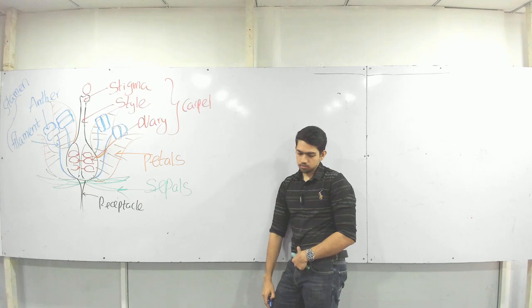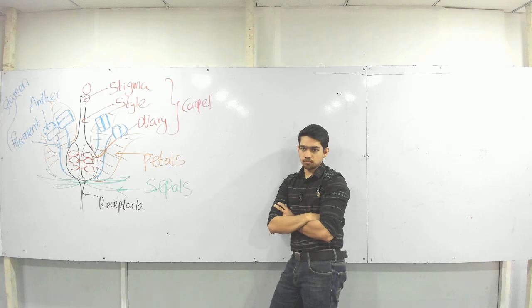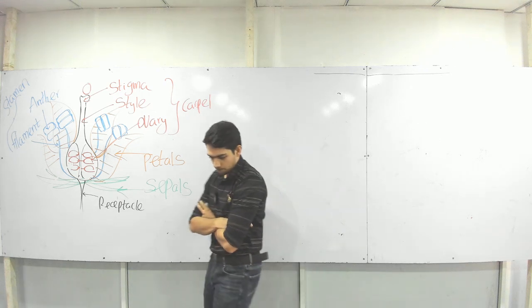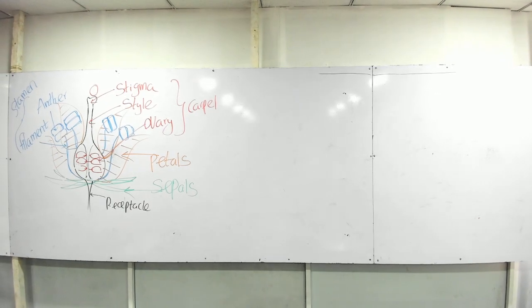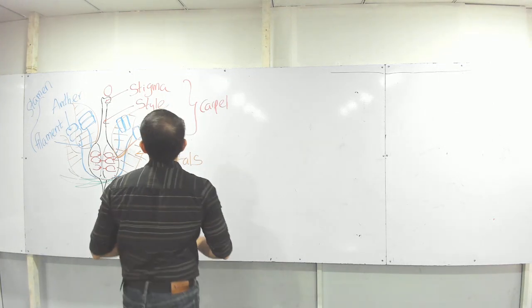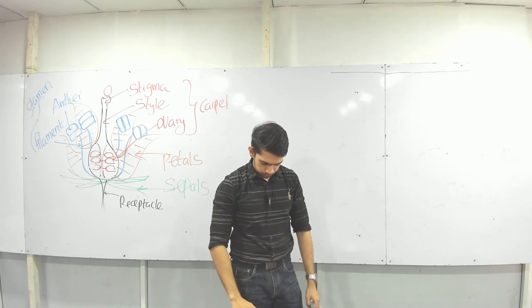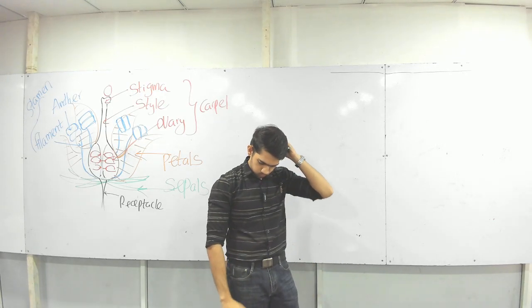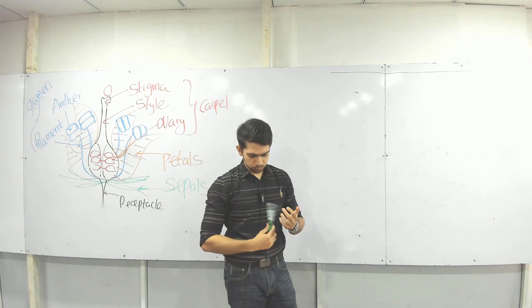Write down the topic. Structure of a flower. Structure of a flower. Quickly draw this.